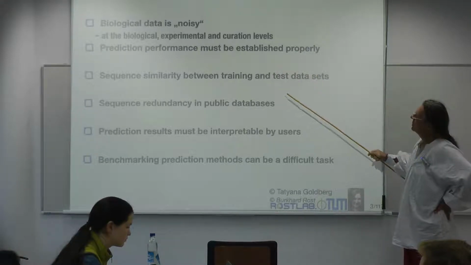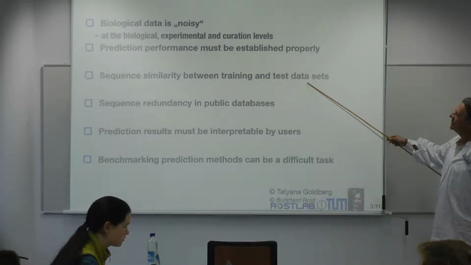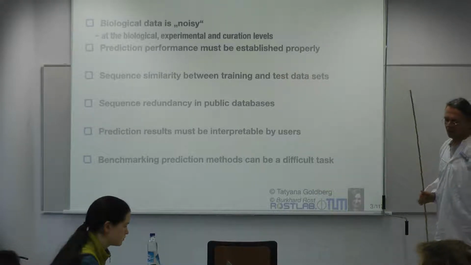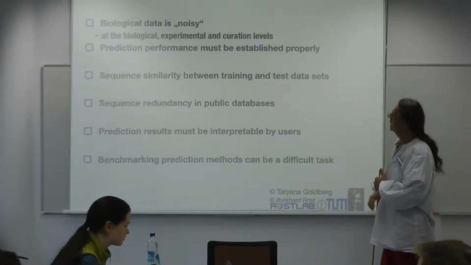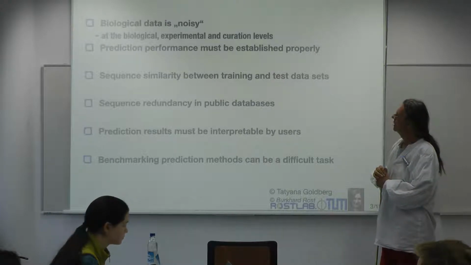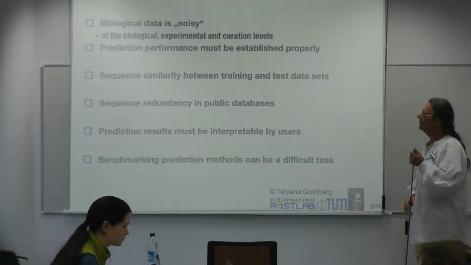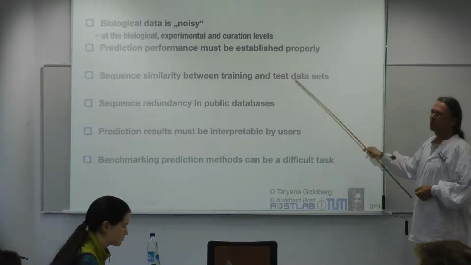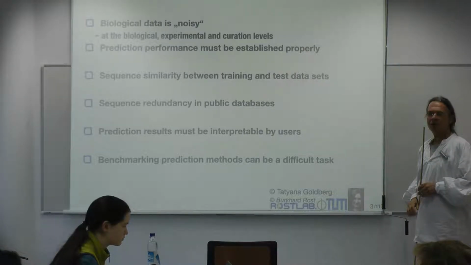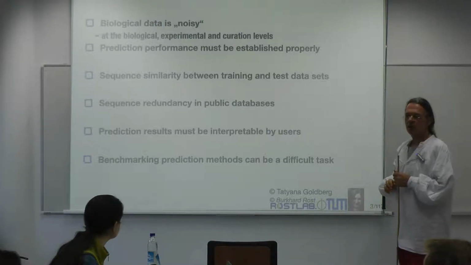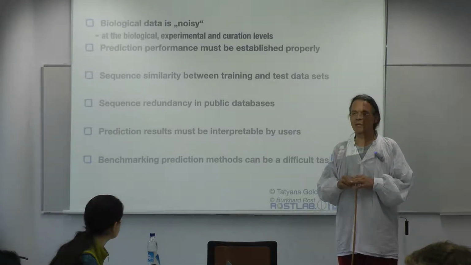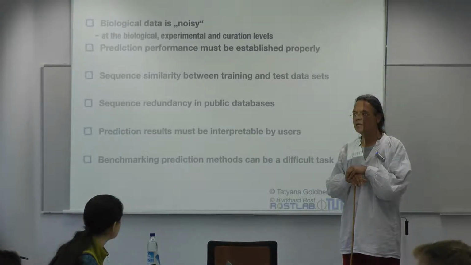Prediction performance must be established properly. Sequence similarity between training and test set has to be reduced, or has to be checked, or has to be kept to a very small number. Now, did we discuss what this small number is? Did we come to that point of discussing that? So when you assess a method, you have to make sure that there's no overlap between training and testing set.